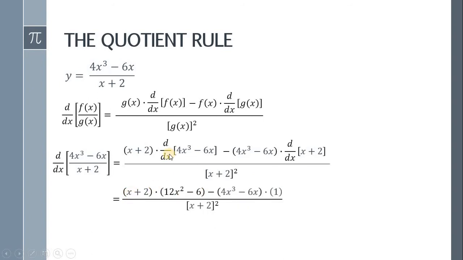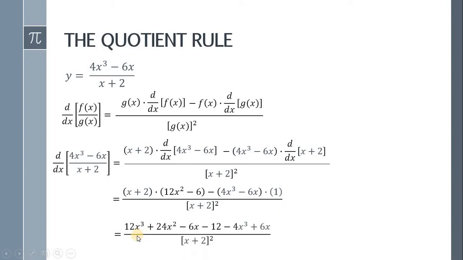We get x plus 2. And then the derivative of 4x cubed minus 6x is equivalent to 12x squared minus 6. Minus, bring down natin yung 4x cubed minus 6x times the derivative nung nasa loob ng bracket, which is x plus 2. And the derivative of x plus 2 is simply 1. Now, simplify natin. Multiply natin yung x plus 2 times 12x squared minus 6. And then distribute natin yung negative sign and then multiply natin sa 1.